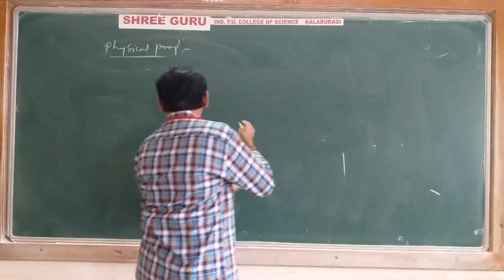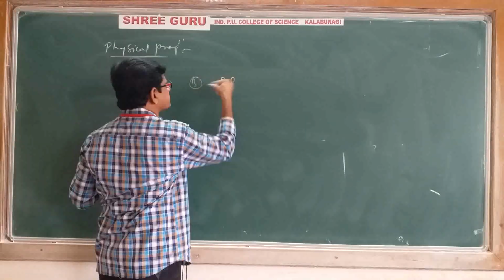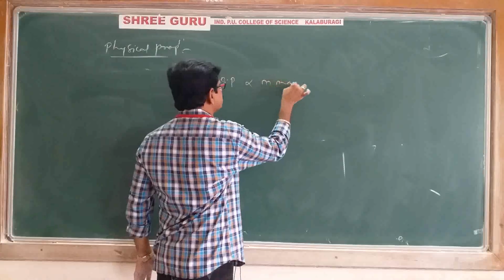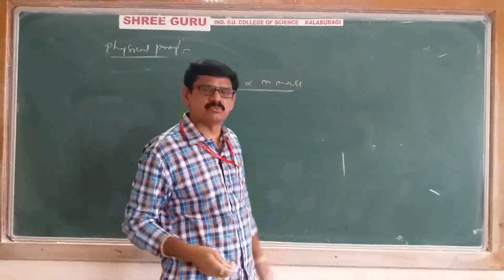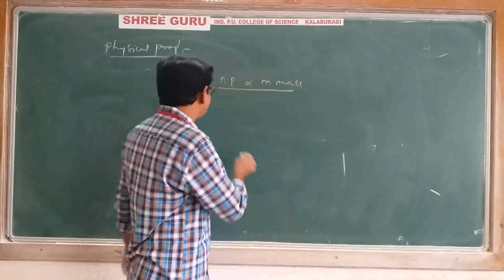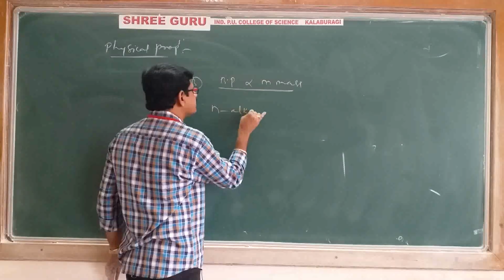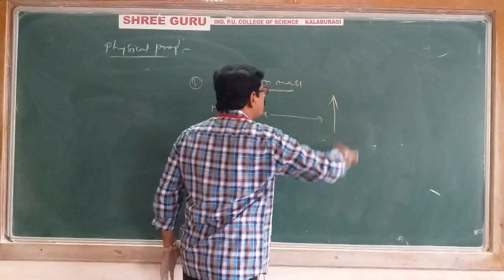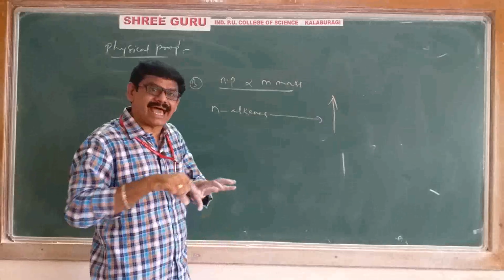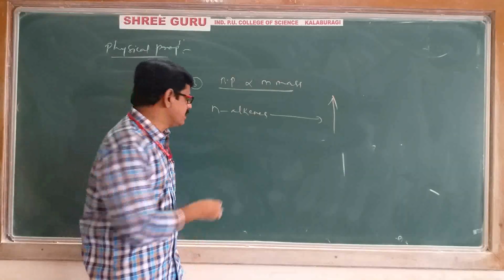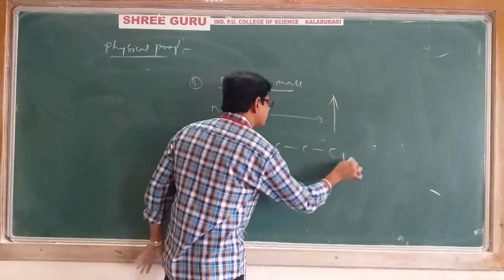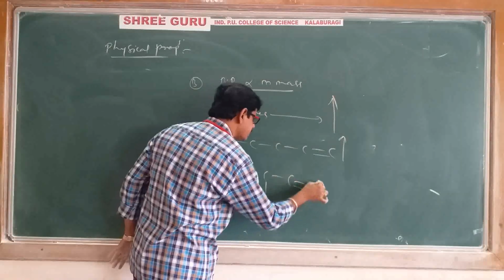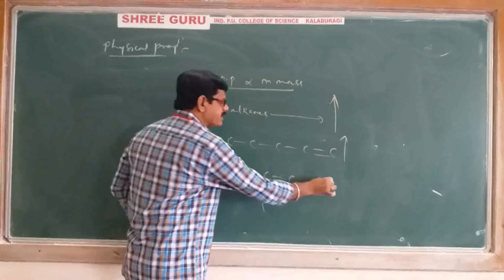Next, the third point, boiling point. Boiling point is generally directly proportional to molar mass. This is already known to you. Next, generally n-alkenes, meaning normal chain alkenes, have a higher boiling point than branched chain alkenes. I'll repeat, normal alkenes like this have a higher boiling point than branched chain. If any branches are there, definitely its boiling point is somewhat reduced.